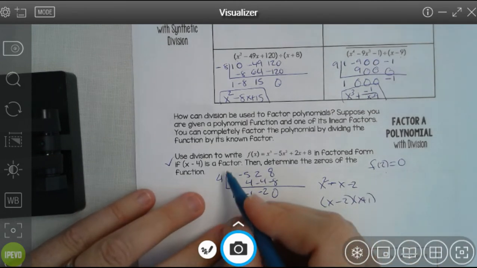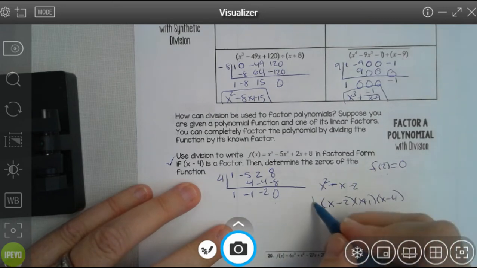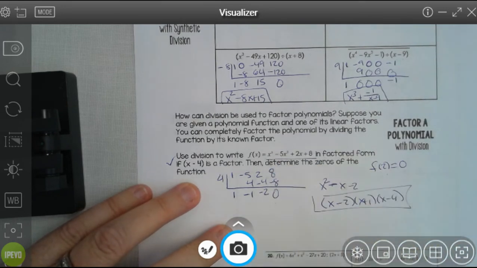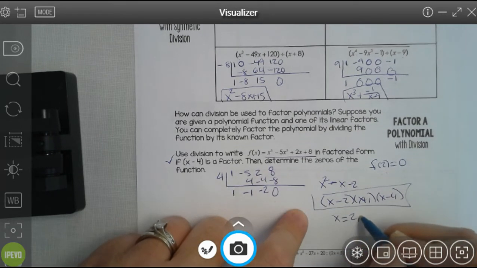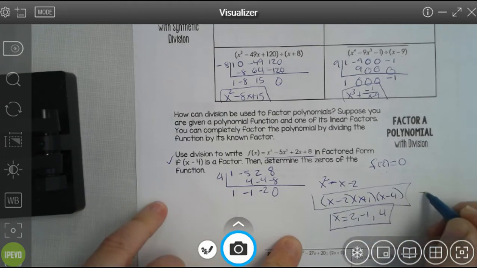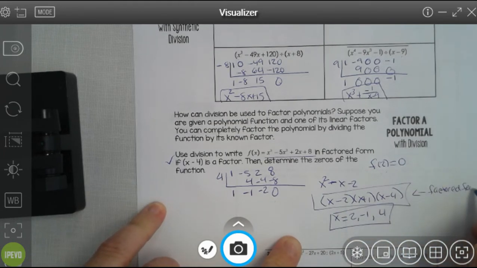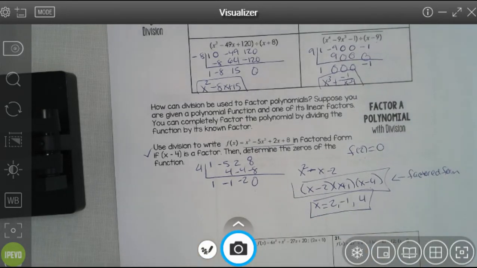So if it asks for factored form, though, you're going to put the x minus 4 back on here. So this is the factored form of our equation. Now it actually wants us to find our zeros. So we'd find all of our zeros. So we get 2, -1, and we're going to say the 0 that we use. So don't forget that too. So that right there is called your factored form. So we wrote that in factored form. And then right here is when we write all the zeros.